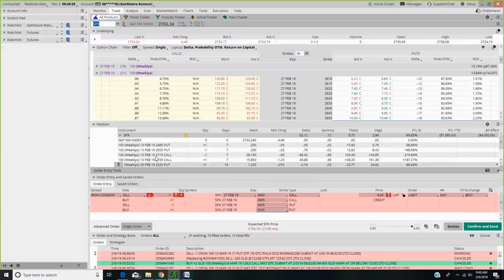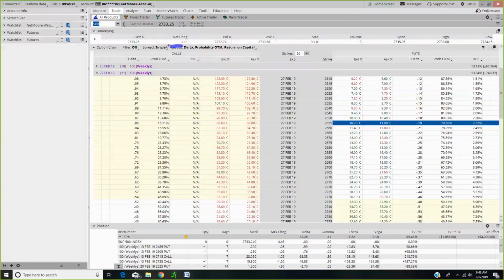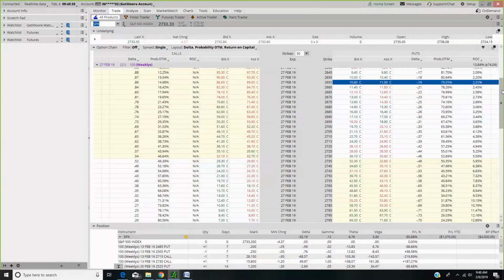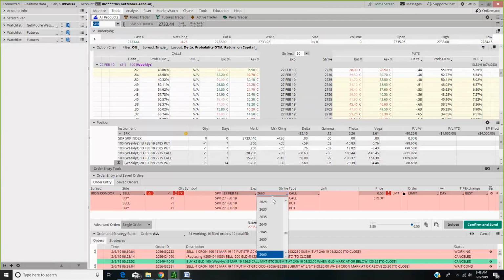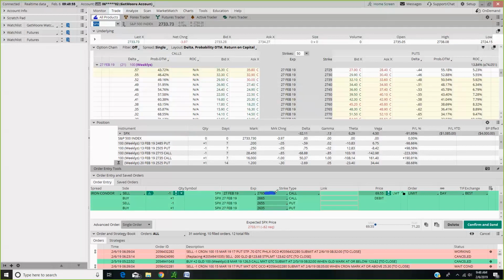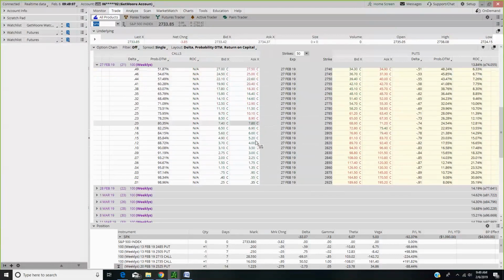Okay, now let's look at the call side. So we're going to go now to the call leg. We're going to go down and we're looking for the 20 delta right here. It's the 2795. That's the call that we're going to sell. So we go here and we go 2795. Now this turned green. Don't worry about that, because we haven't adjusted the other one.